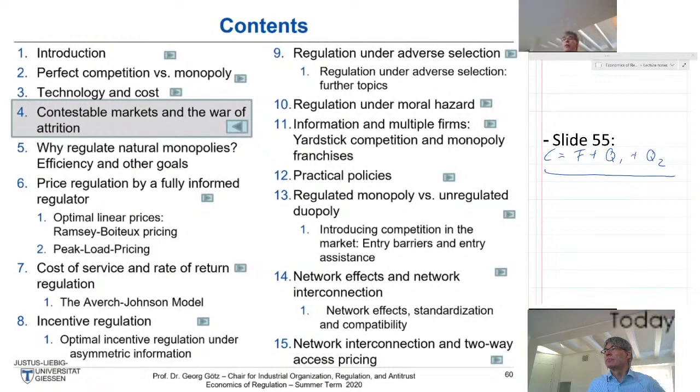Okay, I move on with the next chapter, contested markets, and I don't know whether we'll be able to cover that today, the war of attrition, but this is also part of this chapter.